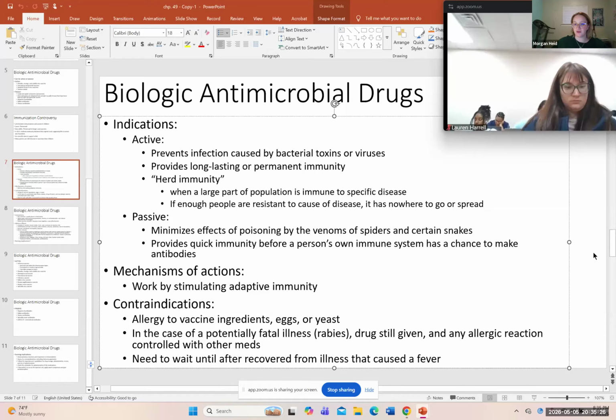So basically, if we build up a community with immunity, there are going to be fewer people sick to give it to the person that's vulnerable. Okay. So we can see how vaccines would fit that theory. Does that make sense?